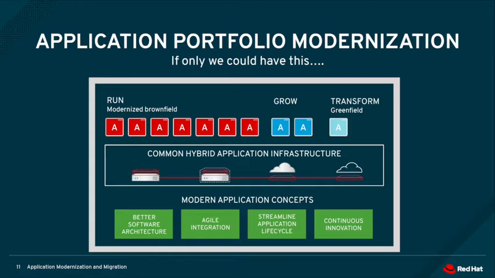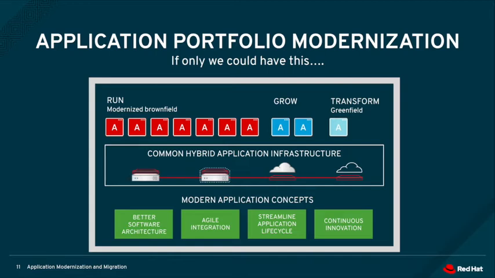So let's talk about application portfolio modernization. Okay, so wouldn't it be nice to have something like this? You would still have your application portfolio, which is now modernized, brownfield, which will be growing your existing and adding new modern applications which are more greenfield. You would want an infrastructure that allows you portability across physical, virtual, private cloud and your preferred public cloud, or support hybrid cloud, and gives you consistency and a high degree of automation. And you would want to leverage modern application concepts for all your applications, whether they are old or new.